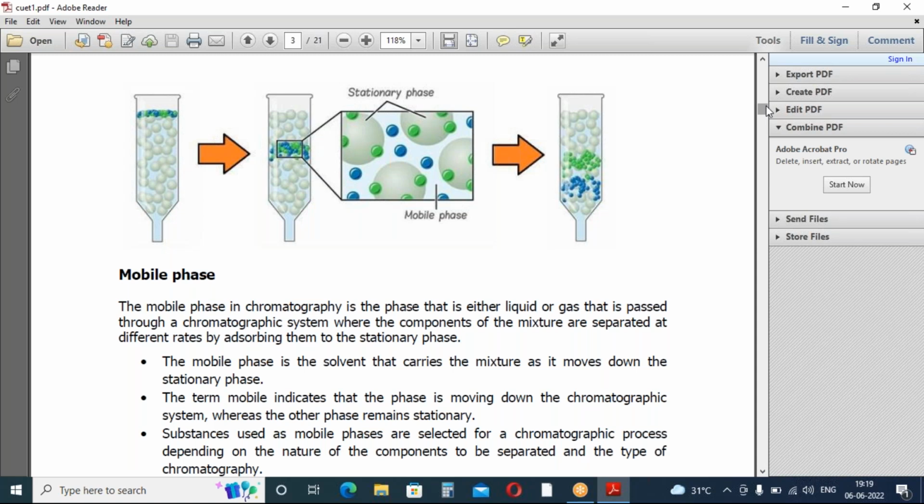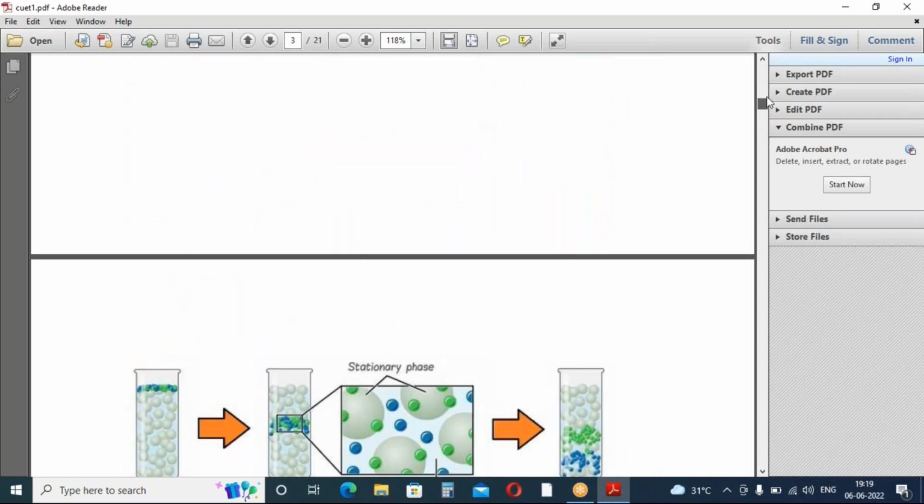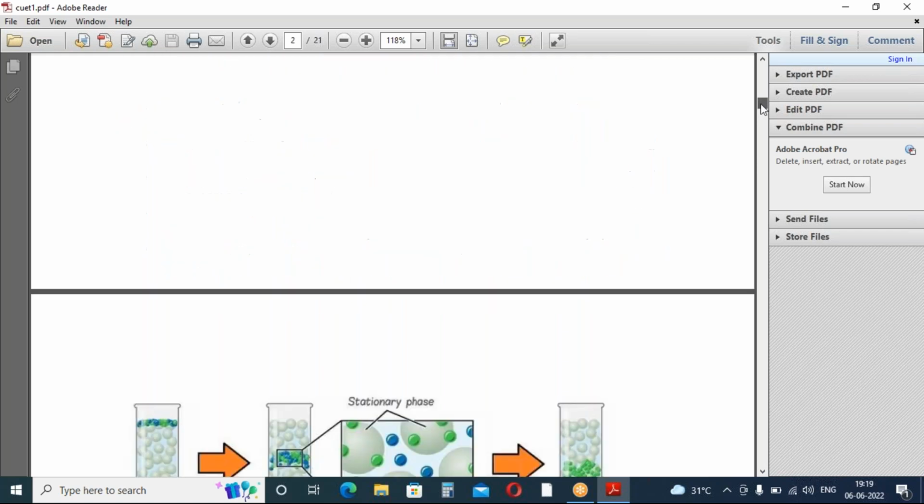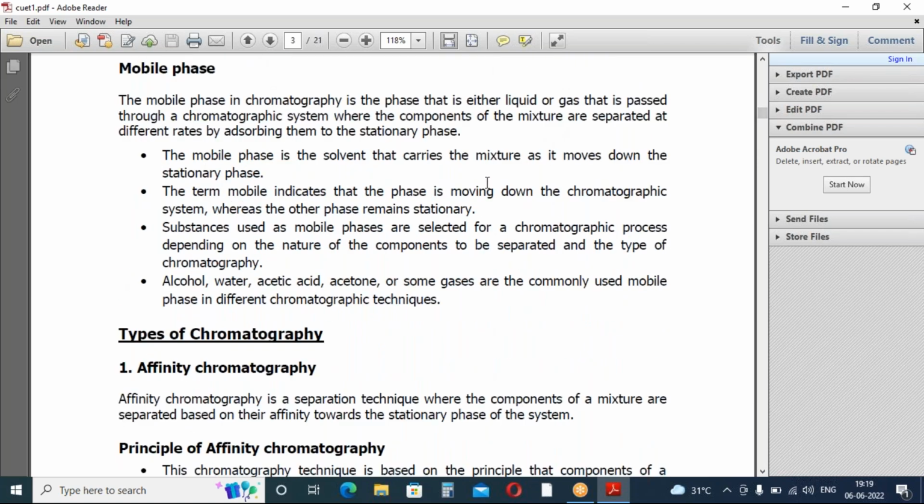Here you can observe the different phases that are present: the stationary phase and the mobile phase. The mobile phase is the moving one, whereas the stationary phase, the round ones, is static. The mobile phase is of a solvent type, and it is mainly causing this separation. The solvent carries the mixture, and that causes the separation.